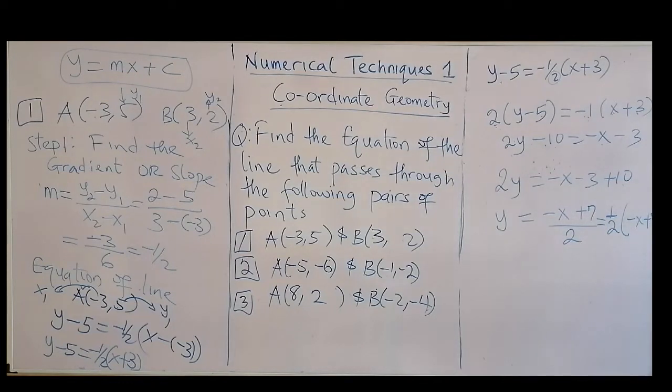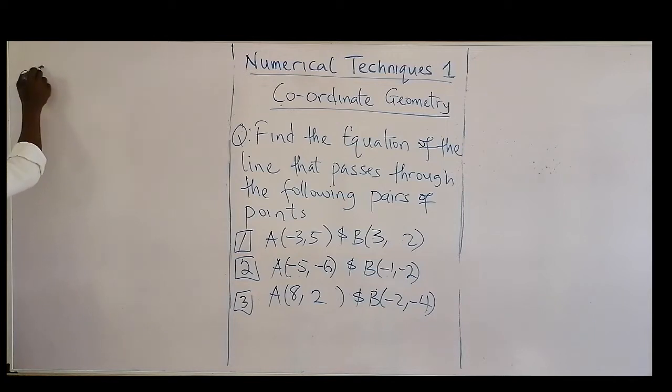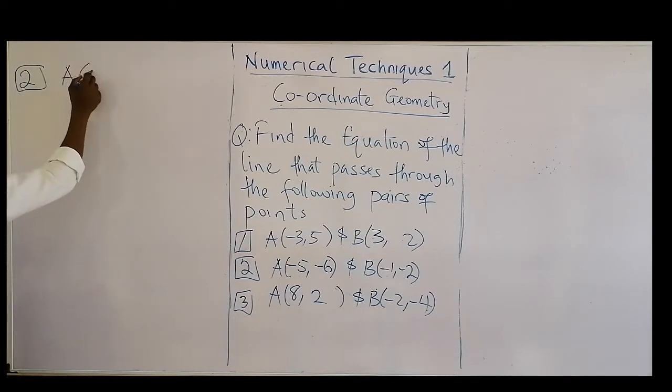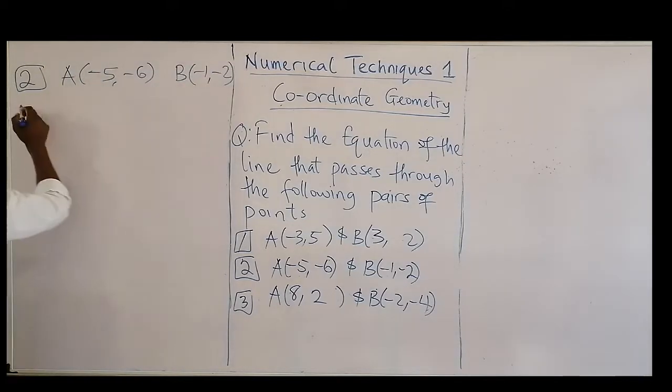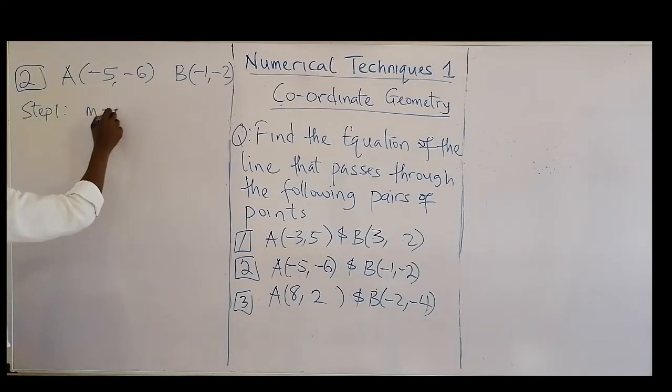So that one is done for the equation of the line. Okay, so that's that on that question. Question 2. We have the coordinates, minus 5, minus 6. So step 1, get the slope, get the gradient, which is m equal to what?